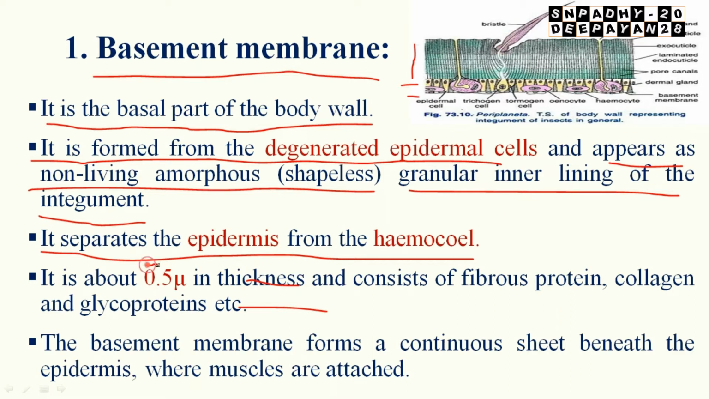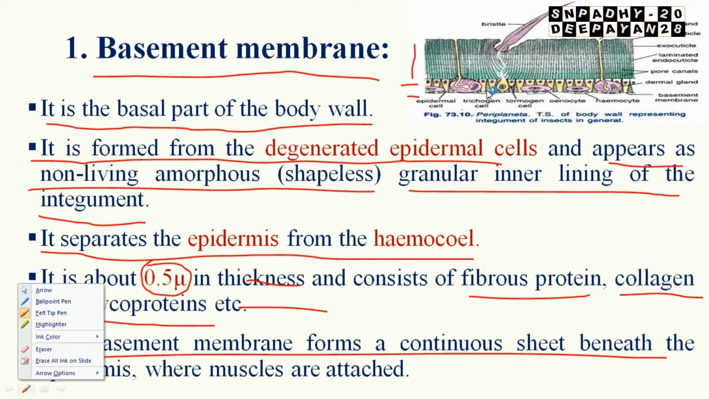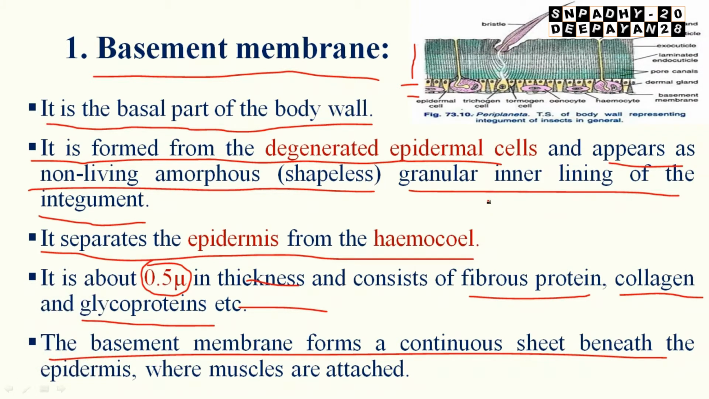It may come as a question, what is the thickness of the basement membrane? That is 0.5 micron, and its composition consists of fibrous protein, collagen, and glycoproteins. Okay, an overview is what? The basement membrane forms a continuous sheet beneath the epidermis where muscles are attached. In the epidermis, muscles will attach, and this basement membrane is providing a continuous sheet so that it will get separated from the hemocoel. So how to understand these things?